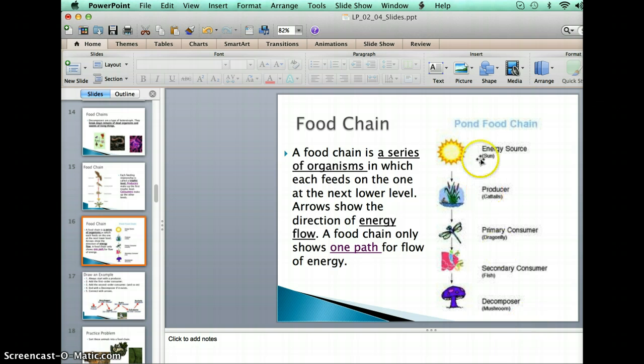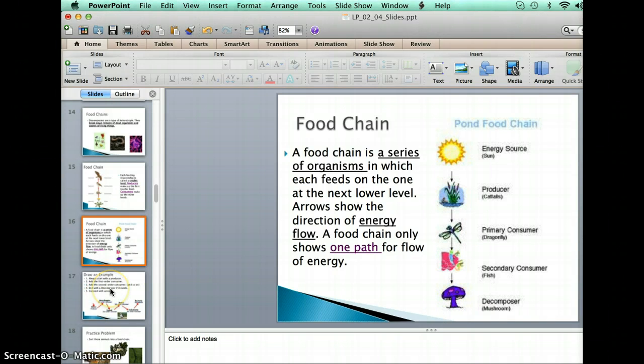A food chain only shows one path for flow of energy. There are not going to be arrows cutting across or cutting through. It's just going to show one direct path. Tomorrow we'll talk about food webs, which will have arrows going in different directions, but right now food chains only show one direct path for flow of energy.